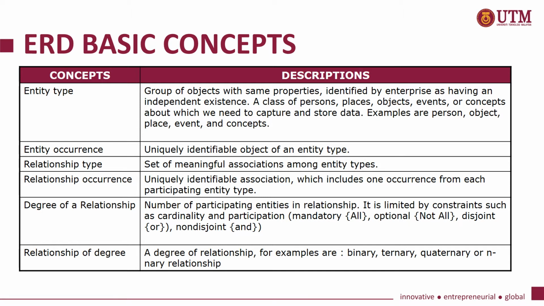The first degree of relationship is binary. Binary relationship means two different entities are connected to one relationship. For ternary relationship, we have three different entities connected to one relationship. And for quaternary or n-ary relationship, we have four or more different entities connected to one relationship.